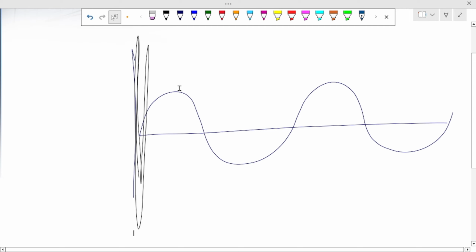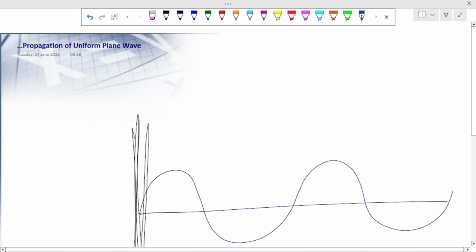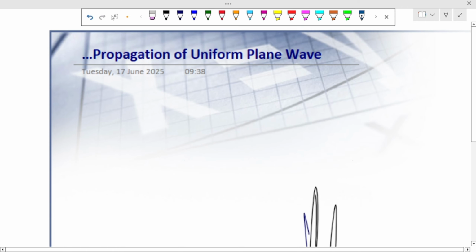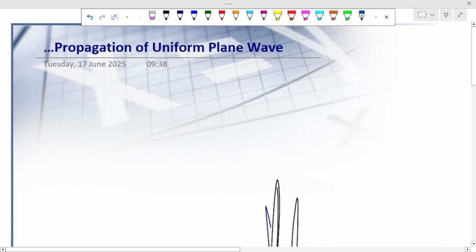But what are we trying to explain or talk about as basic knowledge for wireless communication? This propagation of uniform plane wave. What do we mean by this? How is this one of the basic pieces of knowledge required for wireless communication, and of course every other field?